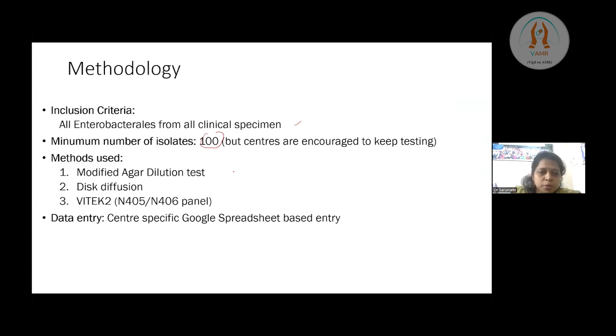And what are the methods we are going to do? Three methods. One is a modified agar dilution test, the other is disk diffusion, and the third one is VITEK 2. For Enterobacterales, if we have put the 405 panel, that Fosfomycin MIC we can take. If you have put 406, that Fosfomycin MIC also you can take for the interpretation. And data entry we are going to do through spreadsheet-based entry for all the centers individually.